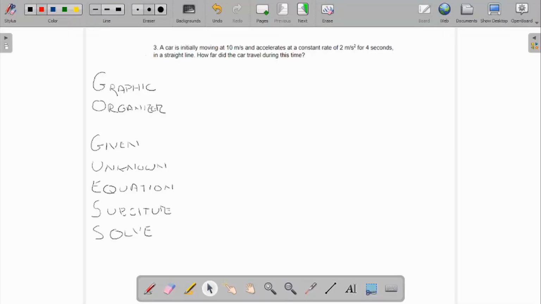Okay, so here we've got a problem we've already done graphically, but now we're going to try to do it using an equation. A car is initially moving at 10 meters per second and accelerates at a constant rate of 2 meters per second squared for 4 seconds in a straight line. How far did the car travel during that time? Go ahead and give it a try on your own, then check back after the pause.